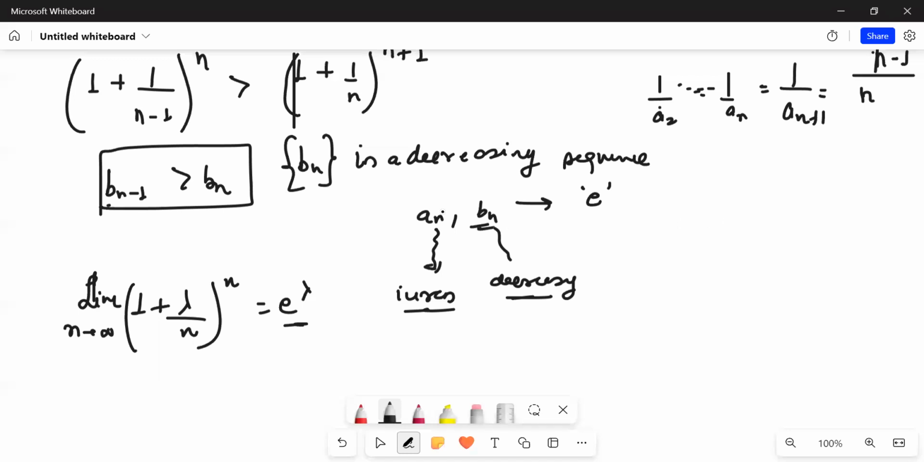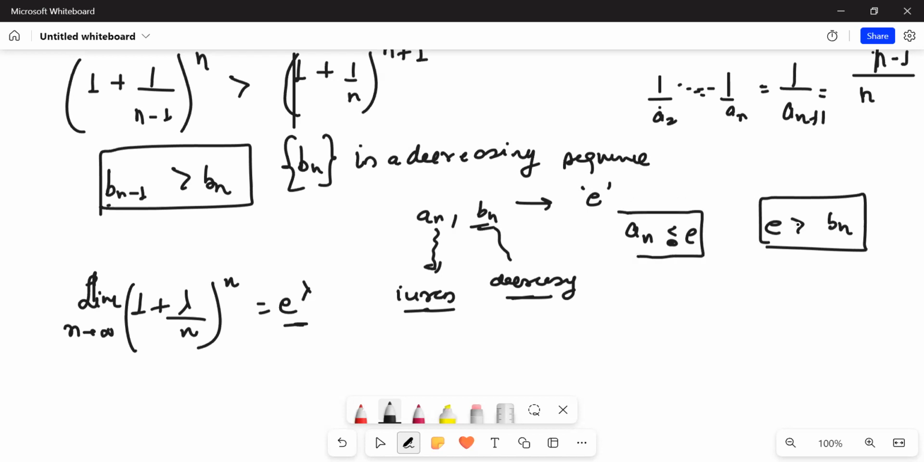Okay, this is very much clear. For bn, e will be the lower bound, that is the greatest lower bound. For an, e would be the upper bound. So I can write that an would be less than or equal to e, or an would be strictly less than e, and bn would be greater than e, because e is the lower bound for that. Since if the sequence is decreasing, then it always converges to the greatest of lower bounds.